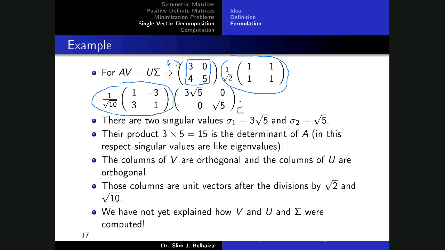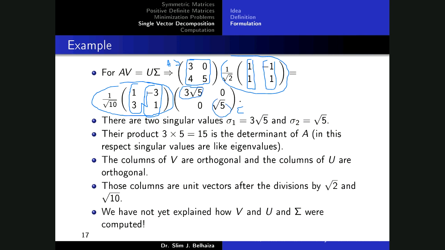Moreover, you could observe that if these are the vectors in V, so V1 and V2, they are orthogonal. In fact, their dot product gives a 0. Similarly here, if this is U, the dot product gives a 0. You can see that we have minus 3 plus 3 gives a 0. And interesting, you can see also the entries in the diagonal of sigma are positive.